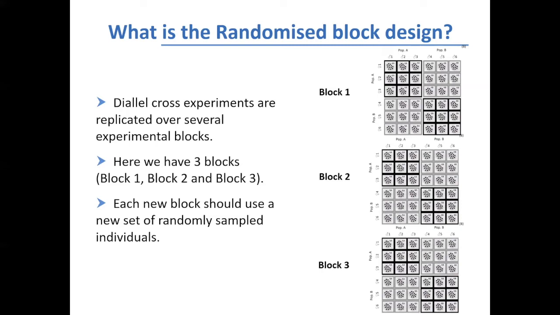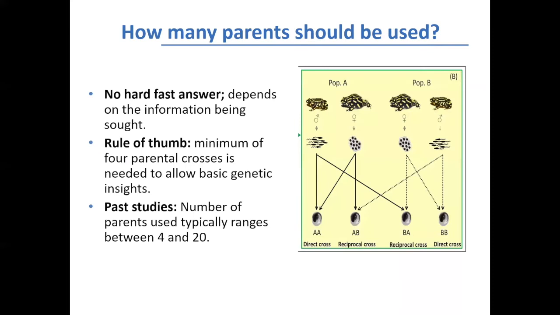When designing an experiment, another important question to ask is how many parents should be used. Unfortunately, there is no hard, fast, correct answer here. It really does depend on the information being sought. However, a good rule of thumb is that a minimum of 4 parental crosses are needed to allow some basic genetic insights to be gained. Reflecting this, if you take a look at the literature, the number of parents used typically ranges between 4 and 20.